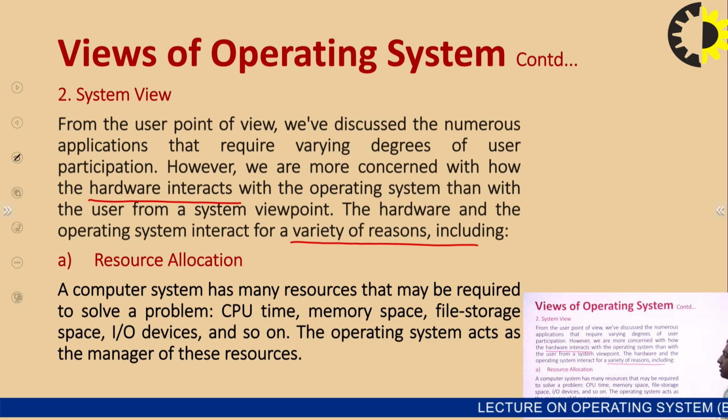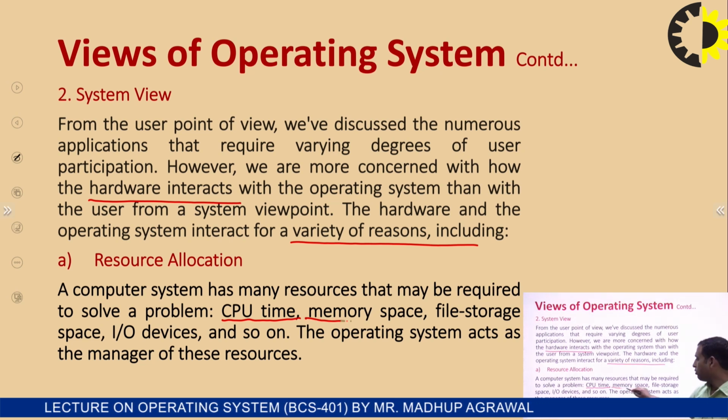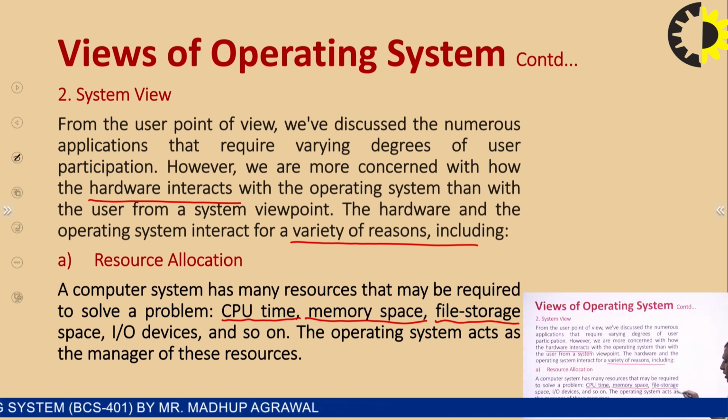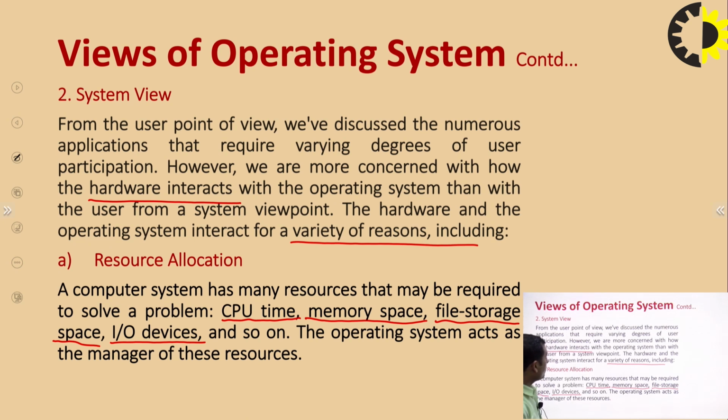Resource allocation. First is resource allocation. A computer system has many resources that may be required to solve a problem, just like CPU time, which is required for proper execution. Memory space is required to keep the different processes and programs, and file storage space is where to store the files, just like in the hard disk, pen drive, etc. Input output devices, and how to control them, just like keyboard, monitor, etc. and so on. The operating system acts as the manager of these resources. It manages all these things, so as a manager from the system viewpoint.